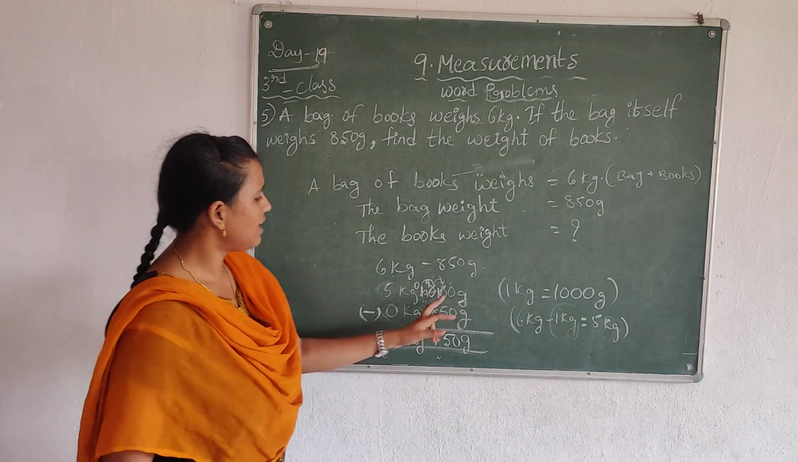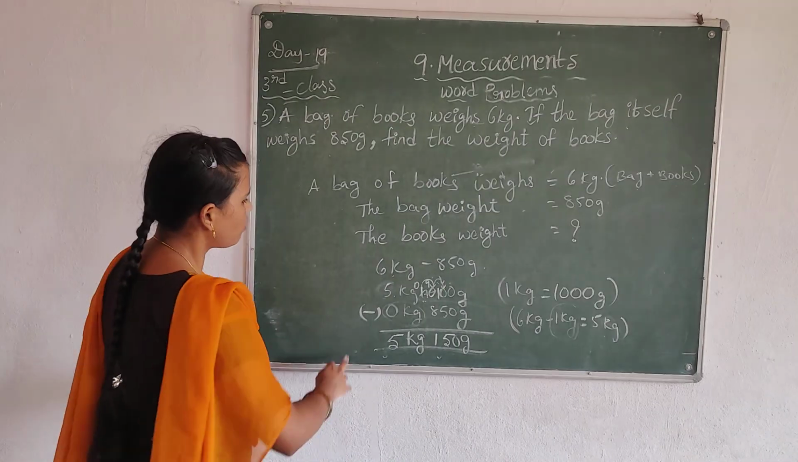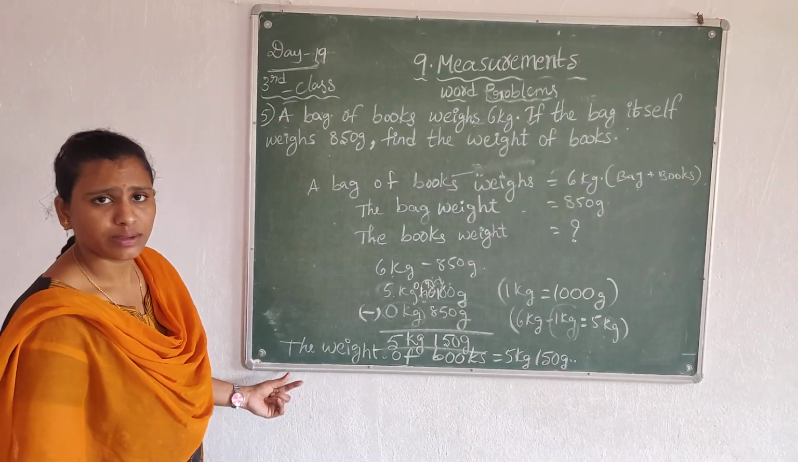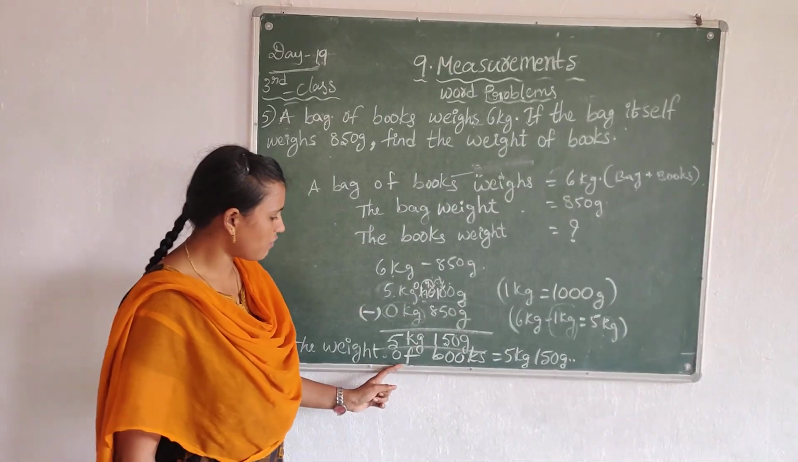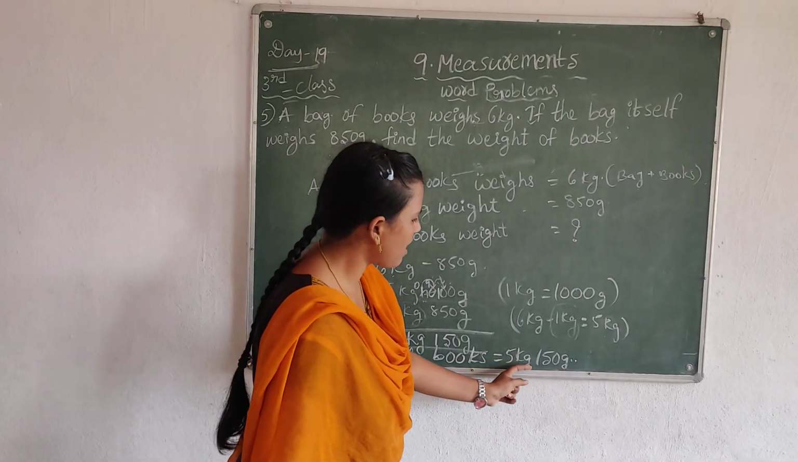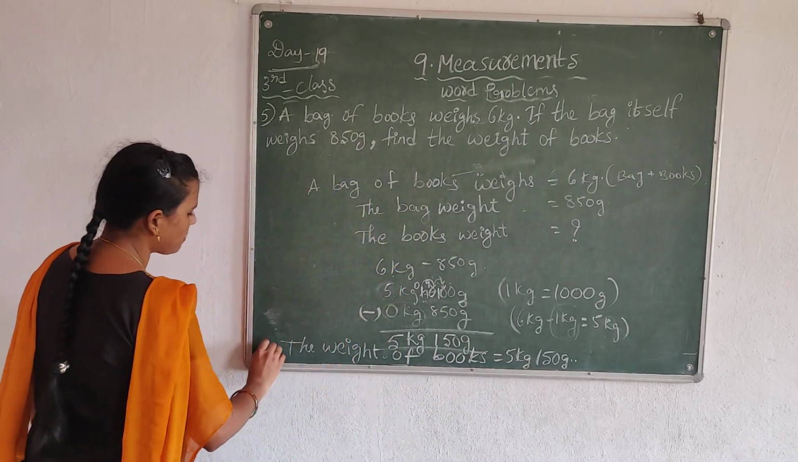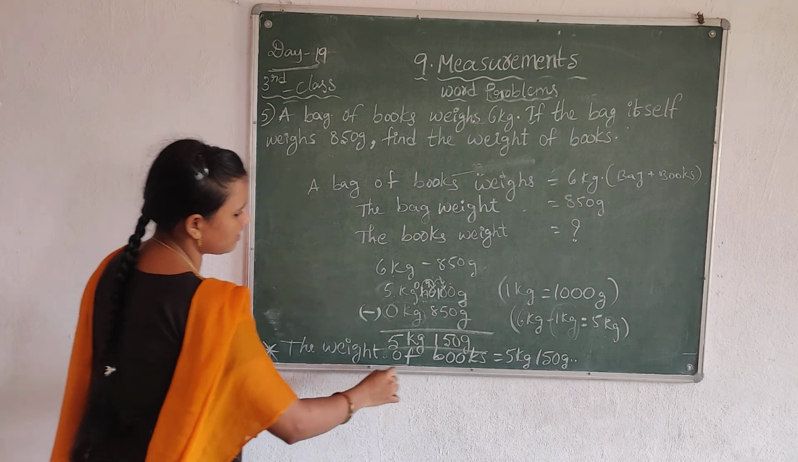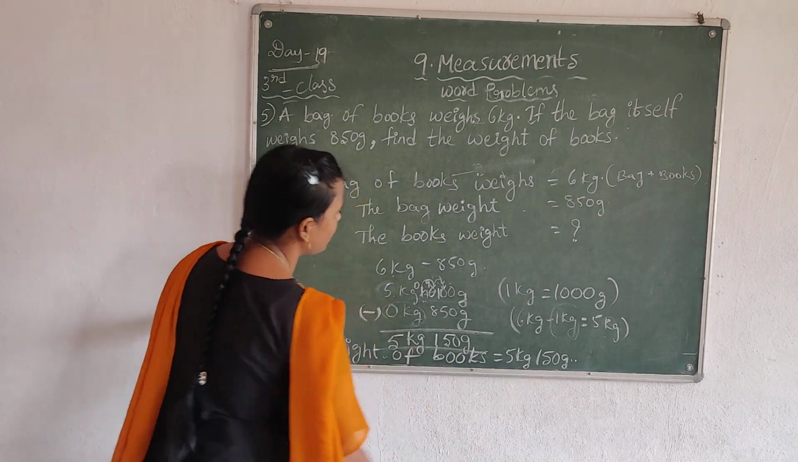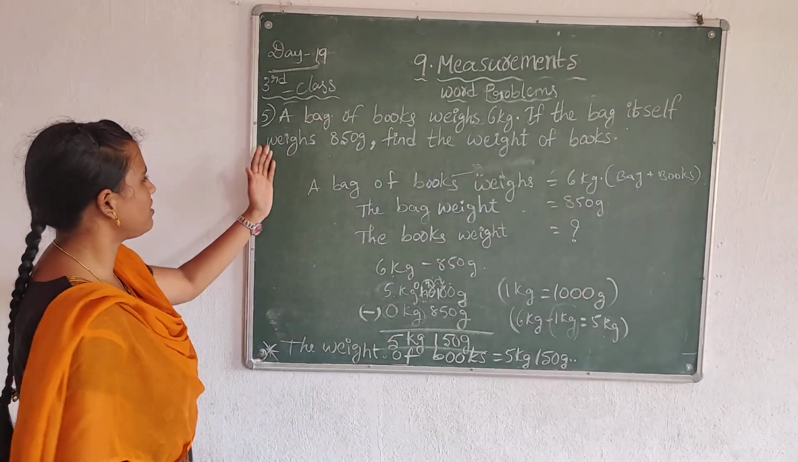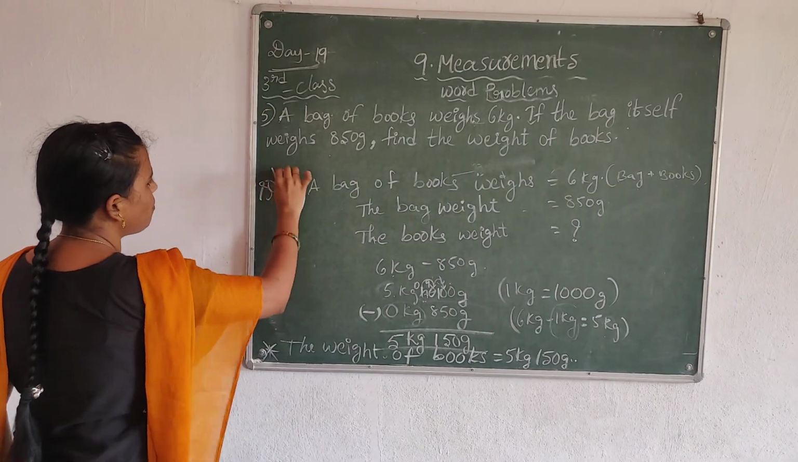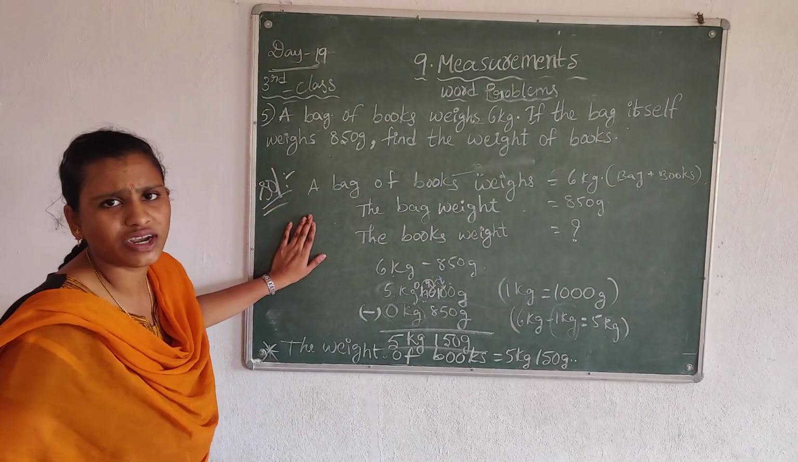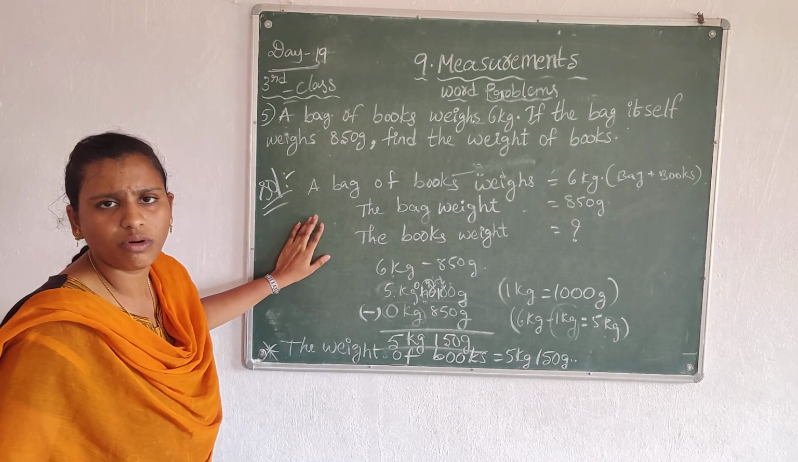Okay, let's see. Note down all of this sum. See, the weight of books is equal to 5 kg 150 grams. This is the answer of this question. All of you must note down this question and practice it more times.